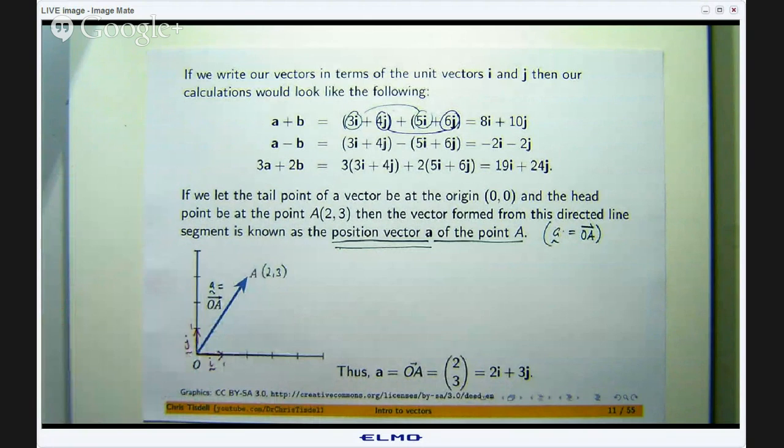Okay, so when we talk about a position vector, we can always draw the tail point of the vector at the origin and the head point at the point in question.